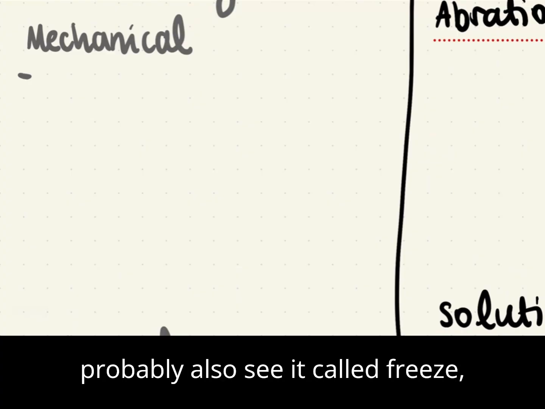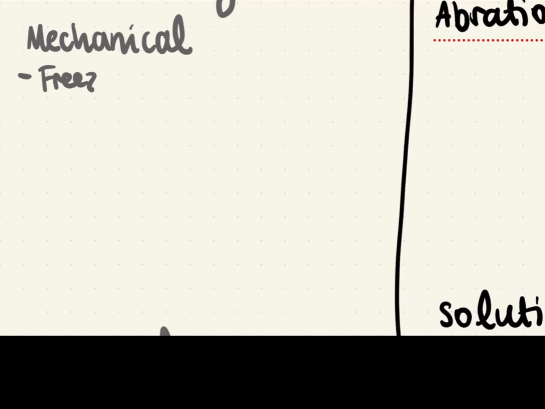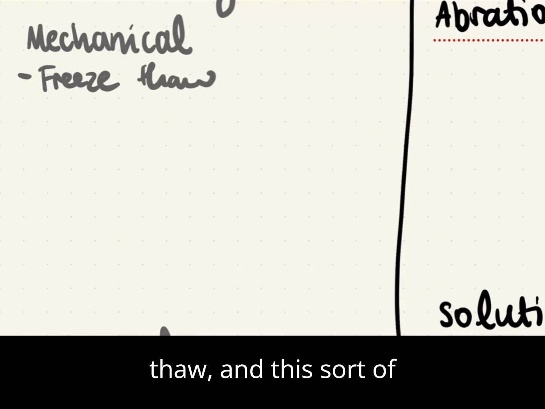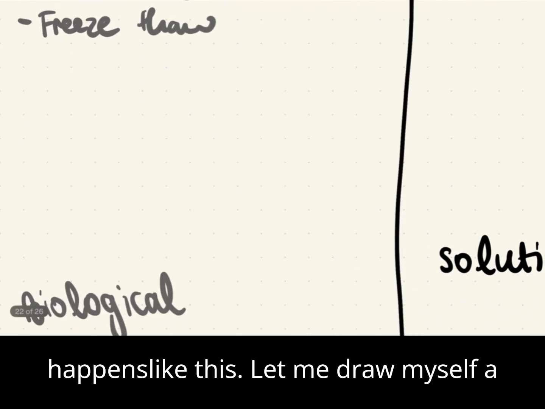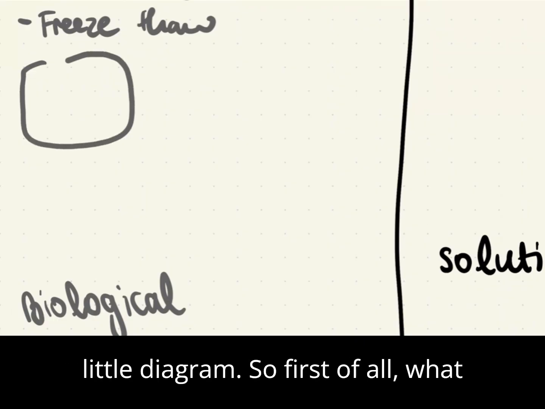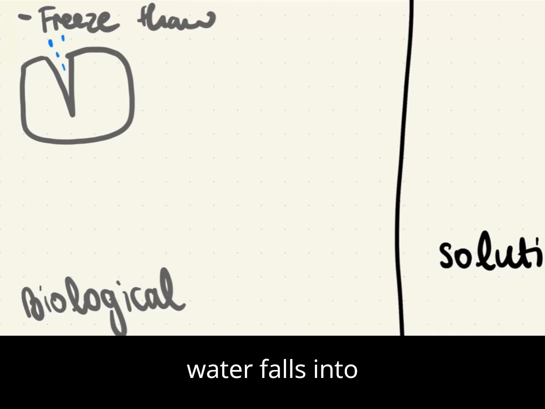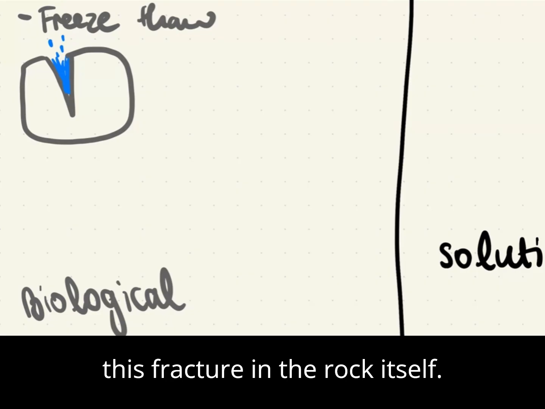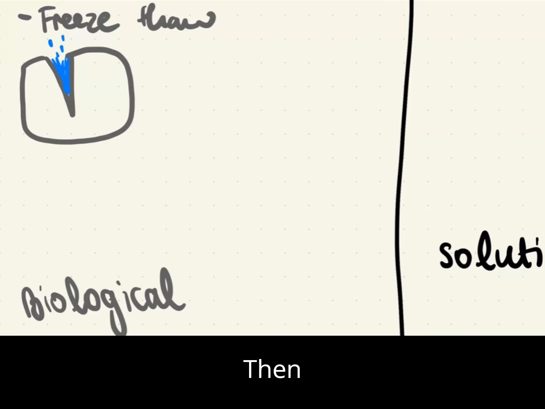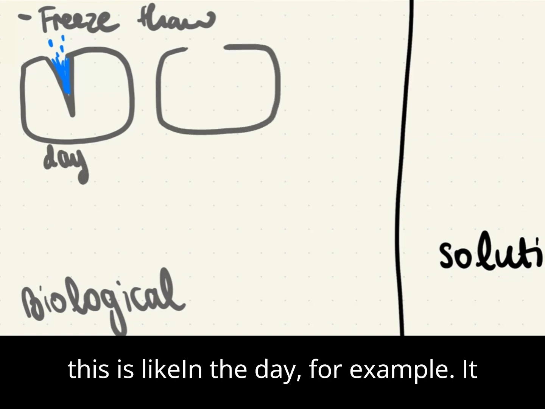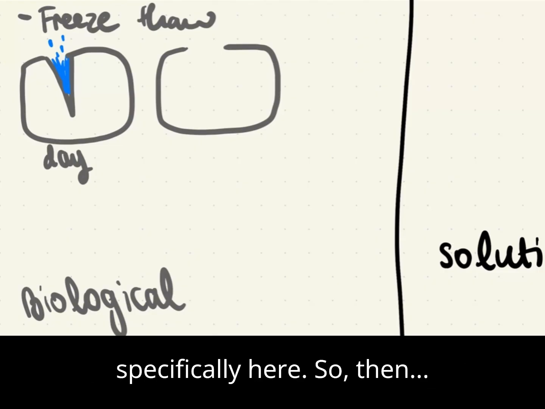Mechanical, you'll probably also see it called freeze-thaw. And this happens like this. Let me draw myself a little diagram. So first of all, there is a rock and water falls into this fracture in the rock itself. This is like in the day, for example. It could be the other way, but I'm going with this specifically here.